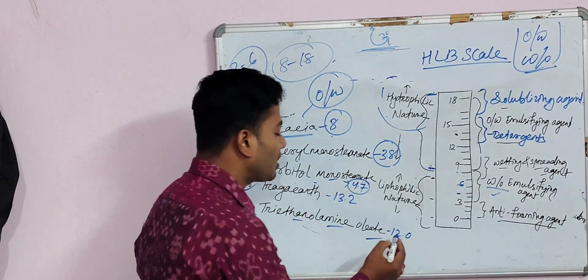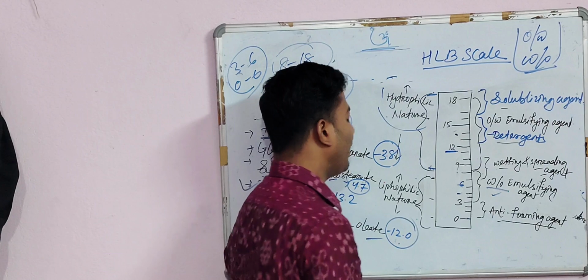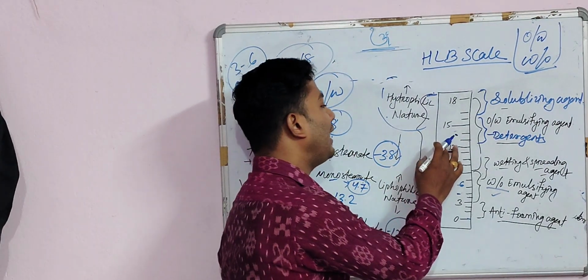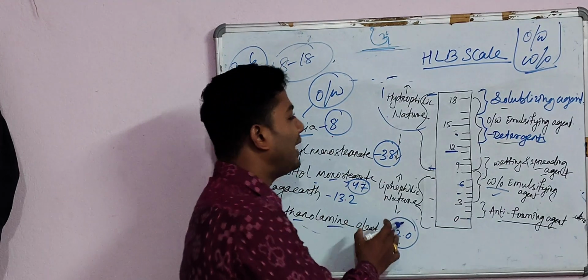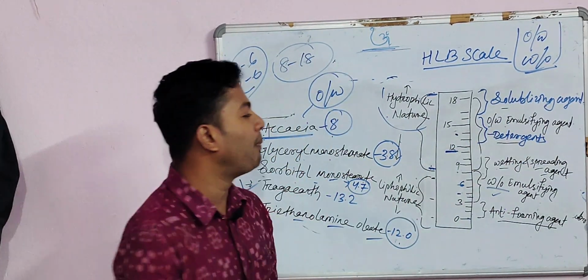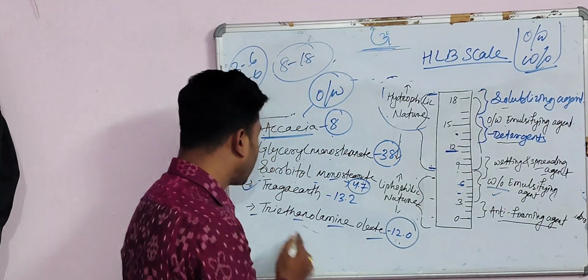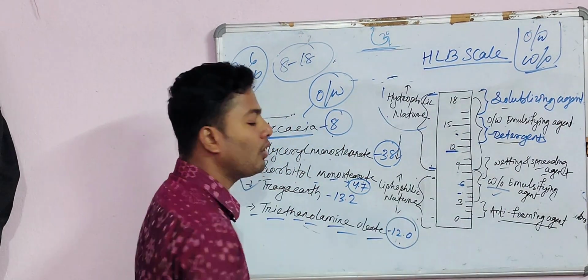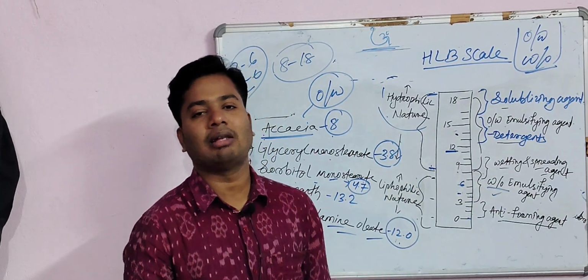It has an HLB value of 12.0. Definitely this part. So it is definitely under the hydrophilic nature, and it is an O by W type of emulsifying agent. When you have to prepare an O by W type of emulsion, you have to choose triethanolamine oleate. Here, so that is the complete part of the HLB value.